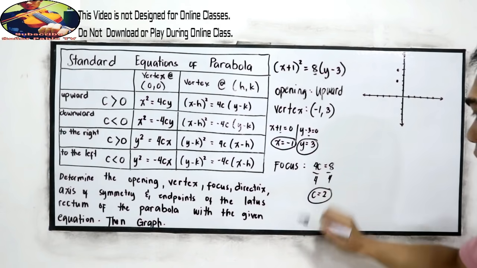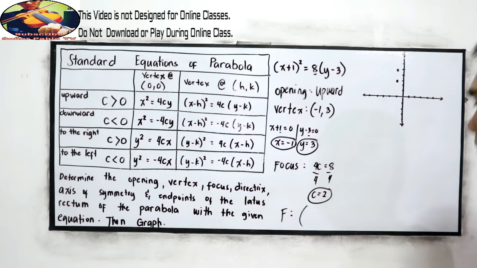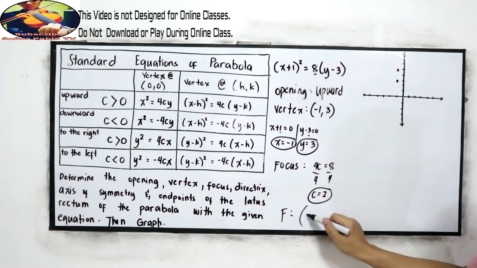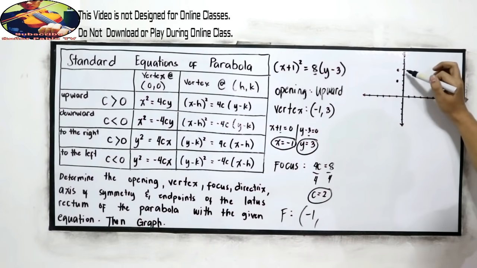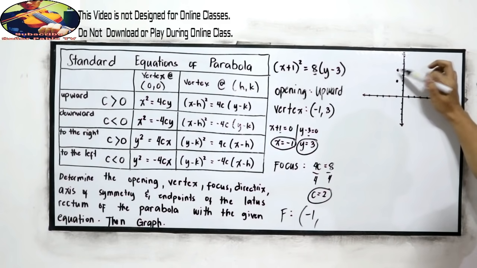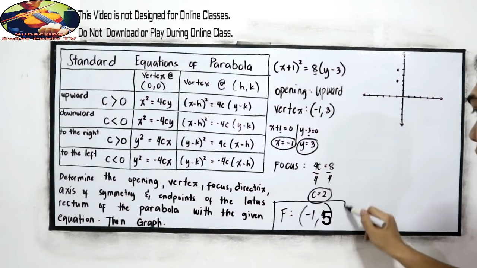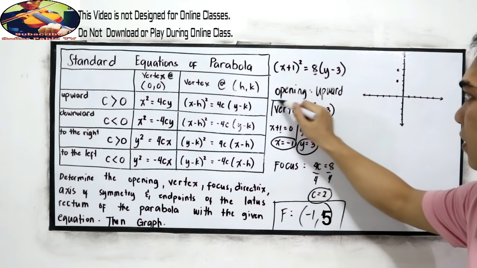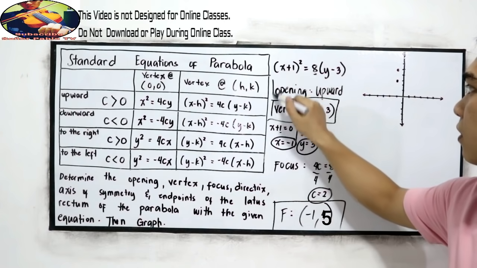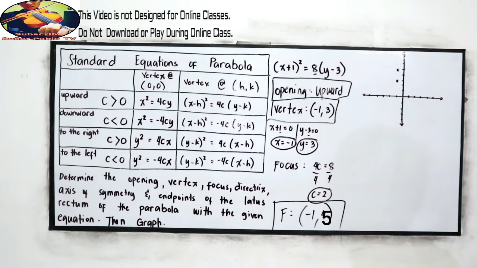So, our focus is negative 1. Then our y is 1, 2, 3, 4. Positive 4. This is our focus. Let us box our final answers. Opening, vertex, and focus.